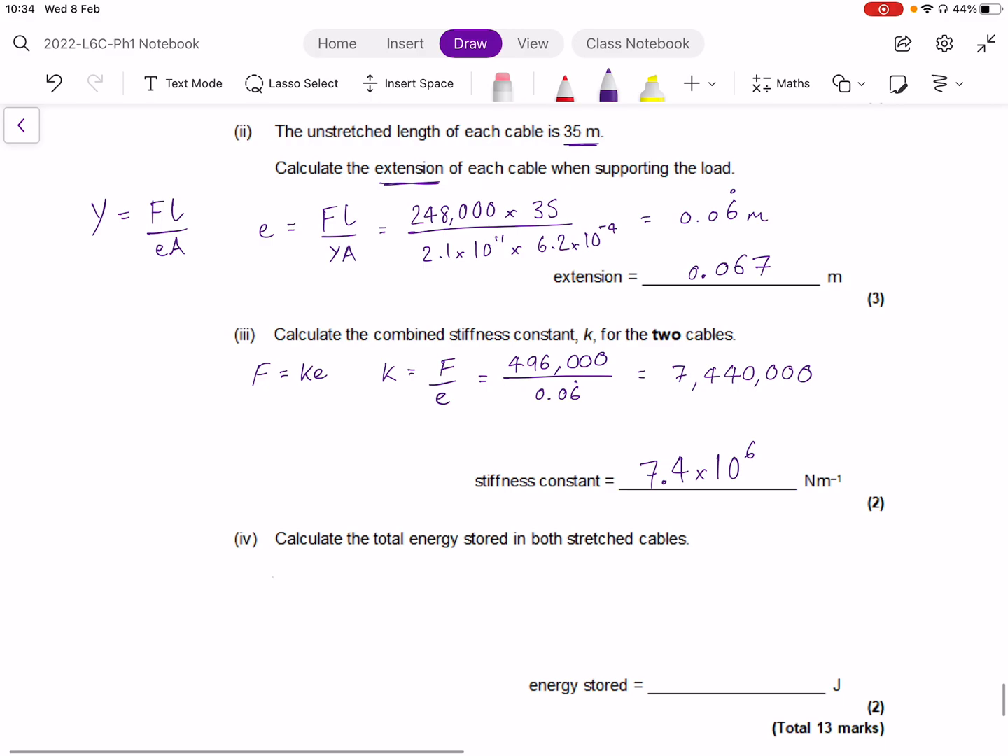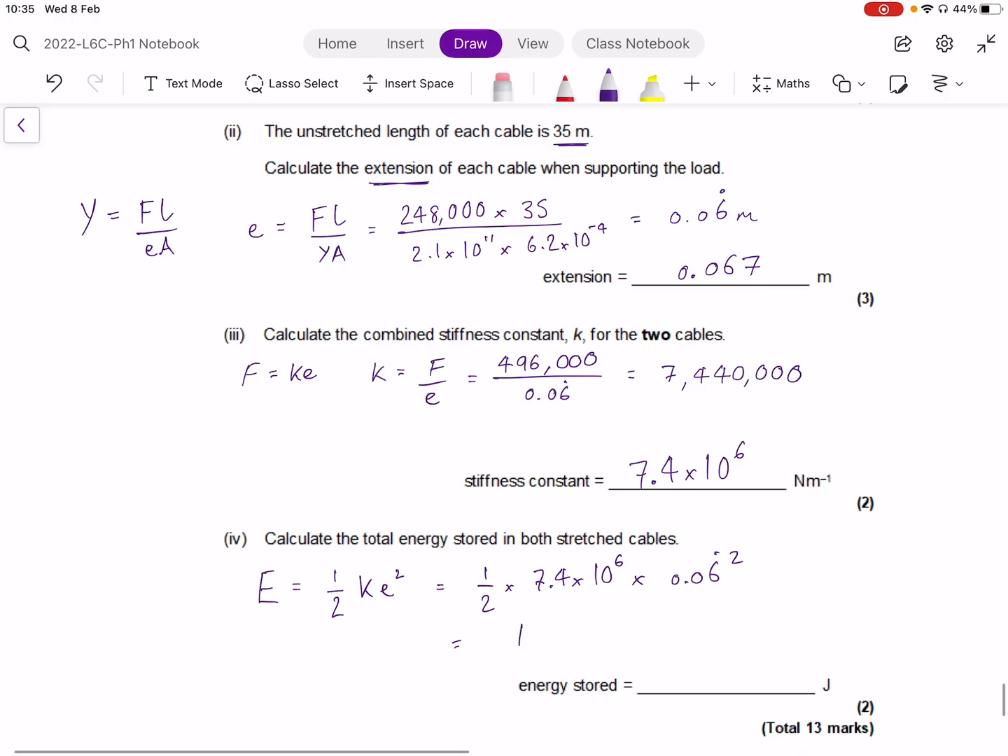Last one, the total energy stored. Well, energy equals half K E squared. So we've got half times the stiffness constant that we just calculated, multiplied by the extension, 0.06 recurring, squared. And hopefully we're going to get the right answer here. It's me furiously typing sixes into my calculator to recreate that recurring. And I get 16,533 joules, which, to two significant figures, is 17,000, not very nice. But I guess we'll have to go with it, 17,000 joules as the final answer.